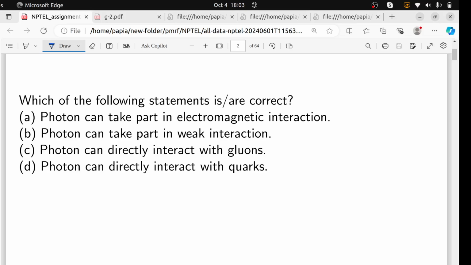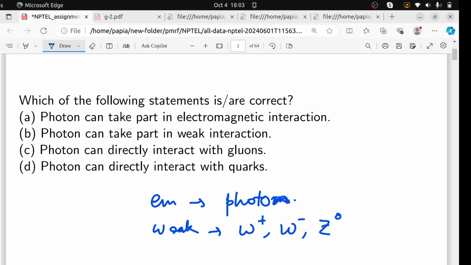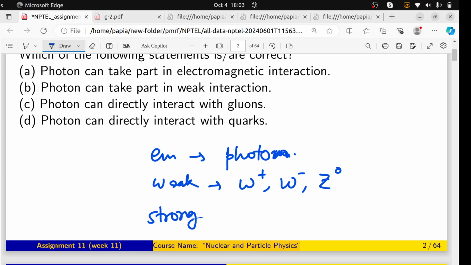Let me clear some portions, though all of you know these things. EM interaction is mediated by the photon. Weak interaction is mediated by W plus, W minus and Z0. Strong interaction is mediated by the gluon. So for the first option, photon can take part in electromagnetic interaction. That is absolutely correct, because the main mediator of the electromagnetic interaction is the photon.